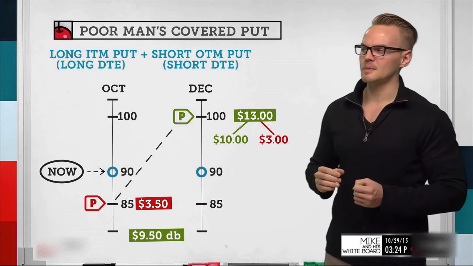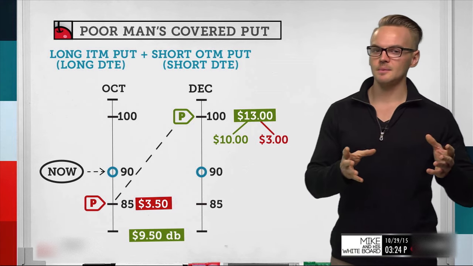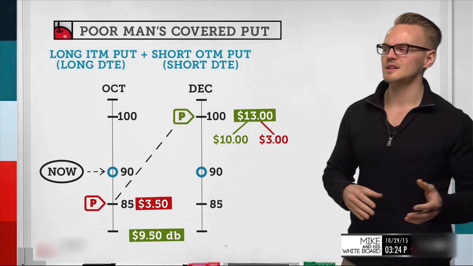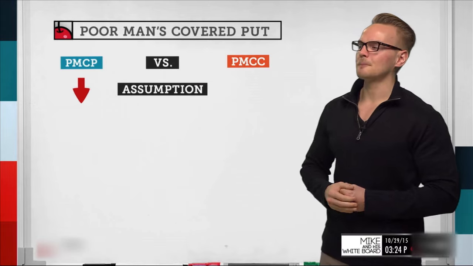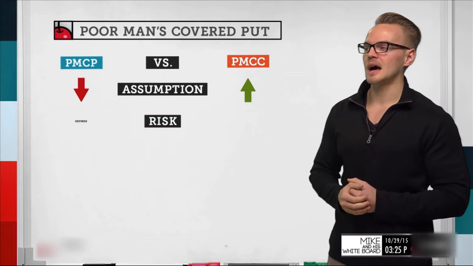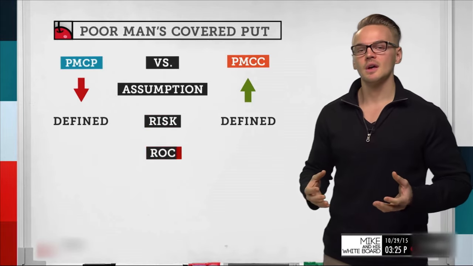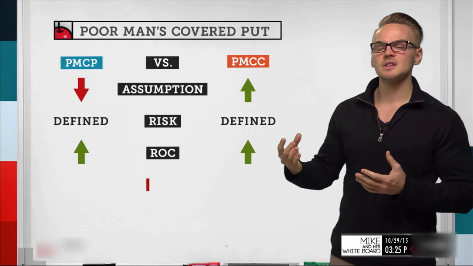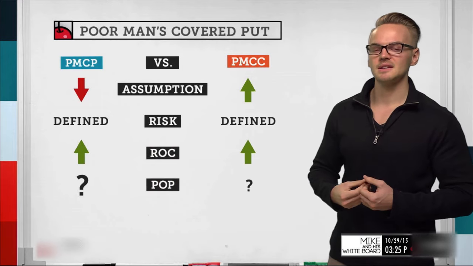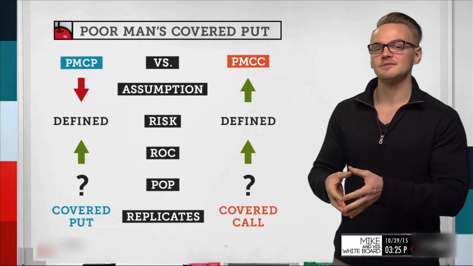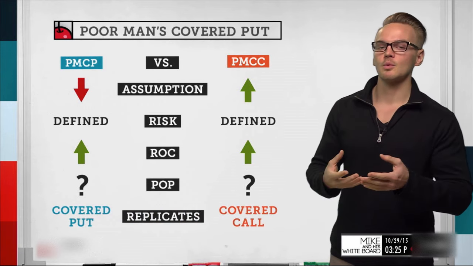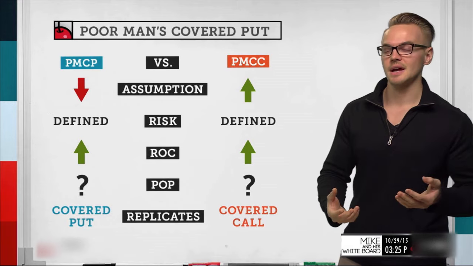So we talked about poor man's covered puts today. We talked about poor man's covered calls yesterday. So let's compare the two in the next slide, and we'll talk about some differences and similarities. So with a poor man's covered put, I have a bearish assumption. So when I'm doing this, I essentially want the underlying to go down. It is going to give me an opportunity to pretty much pay a debit and define my risk, and I would reap the rewards if that underlying actually does go down.